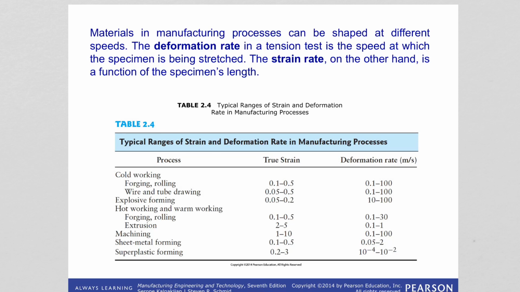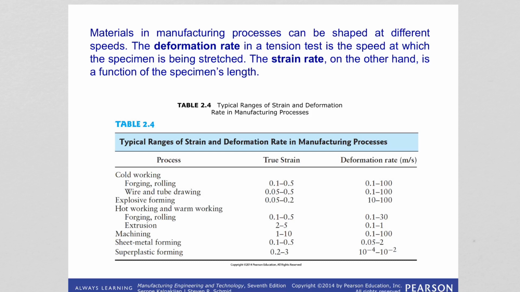Materials in manufacturing operations, of course, can be shaped at different speeds. So it is important to understand certain definitions. What is deformation rate? What is strain rate? Deformation rate is the speed at which the specimen is stretched. And I told you guys during the tensile test, deformation rate is kept constant. But the strain rate is a function of the specimen's original length.